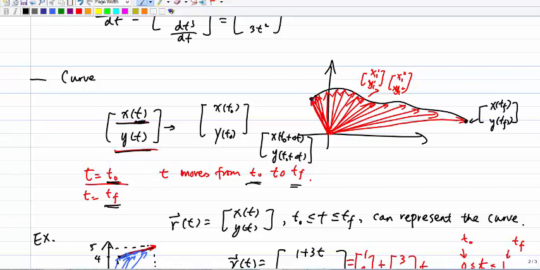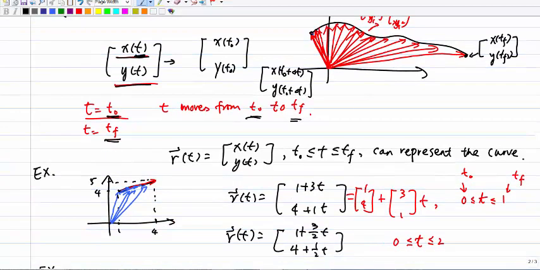All right. Let me give you a very simple example. Let's say I want to represent a straight line.